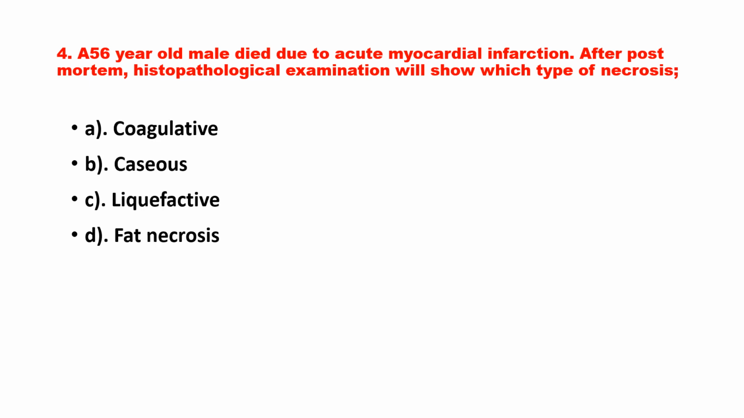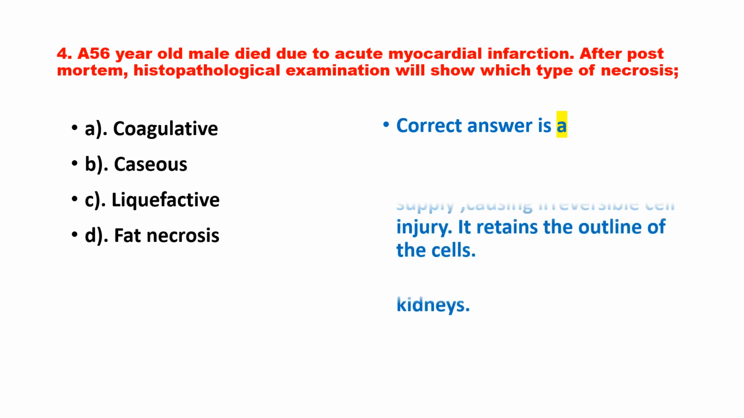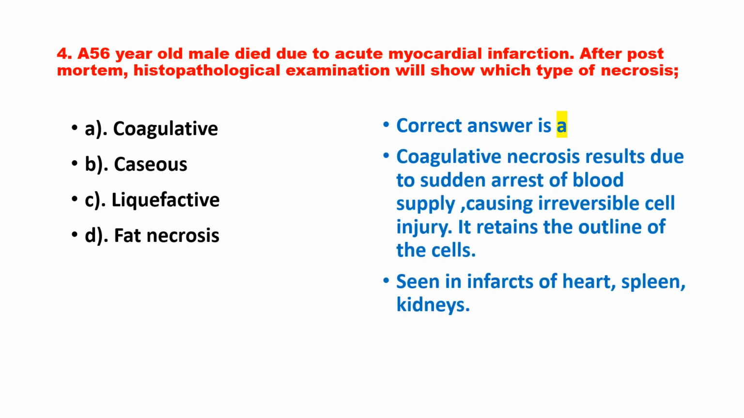The necrosis type in myocardial infarction is A. Coagulative, B. Caseous, C. Liquefactive, D. Fat necrosis. The correct answer is coagulative necrosis. Coagulative necrosis results due to sudden arrest of blood supply, causing irreversible cell injury. It retains the outline of the cell. It is seen in the infarcts of the heart and also in the infarcts of the spleen and kidneys.